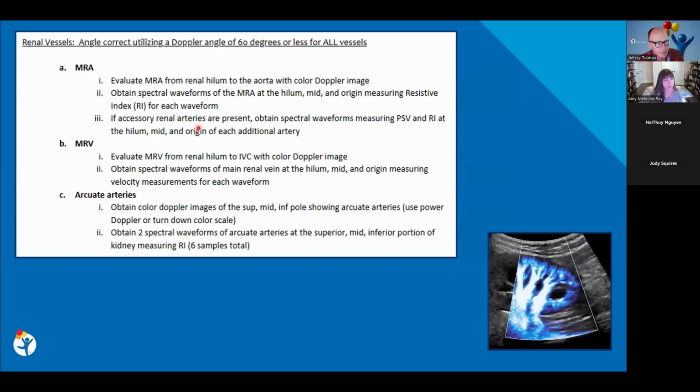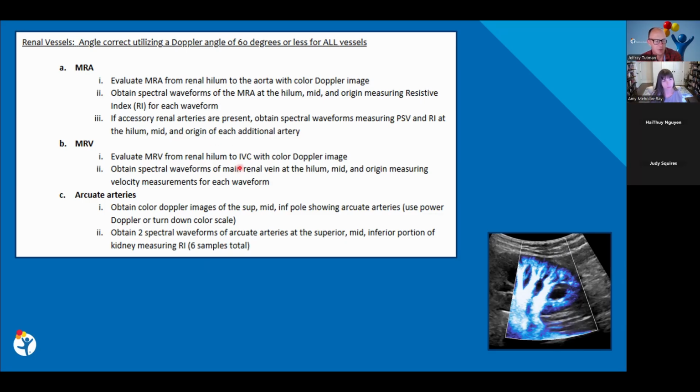I also just wanted to share our protocol for these patients. So again, we always angle correct, try to keep that angle at less than 60 degrees for all of our vessels. We interrogate the full length of the main renal artery, so from the hilum to the aorta. We do spectral waveforms at each of these different locations, so at the hilum, at the mid portion, and at the origin, getting resistive indices from each of those locations. As I mentioned before, we always try to take a look for our accessory renal arteries. If we do see those, we again do that full interrogation along the entire length of it.